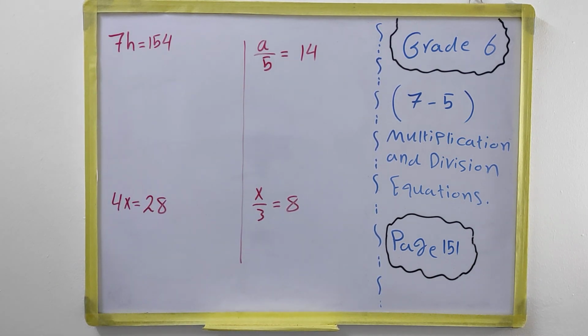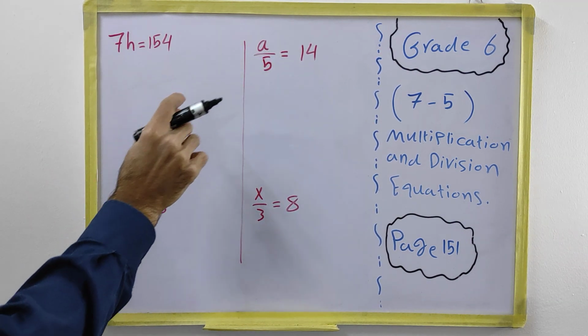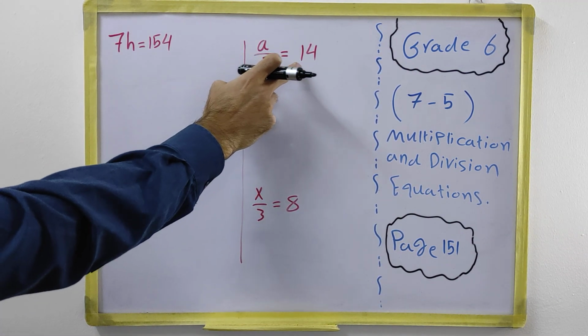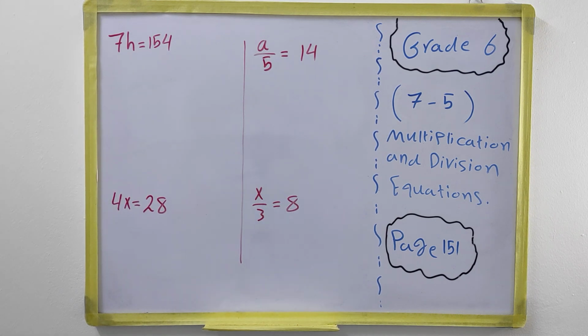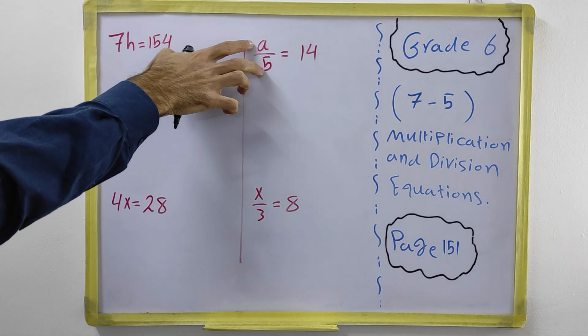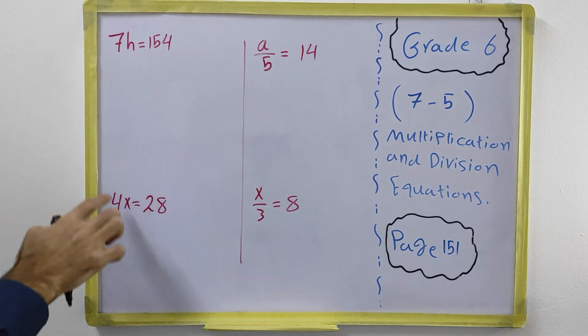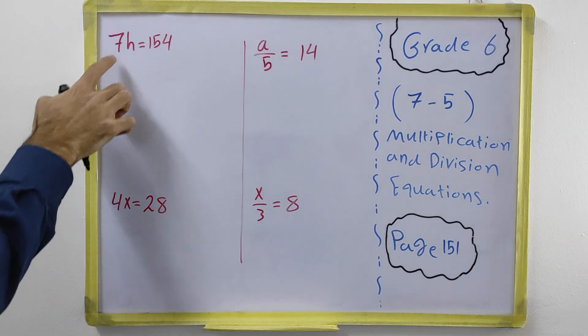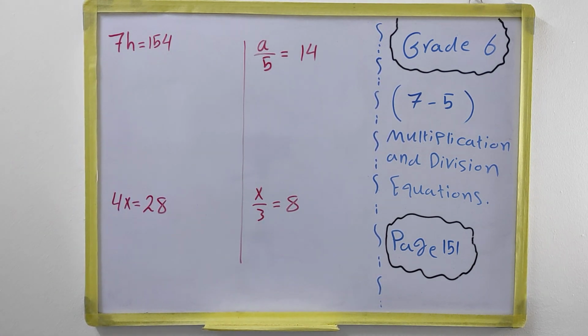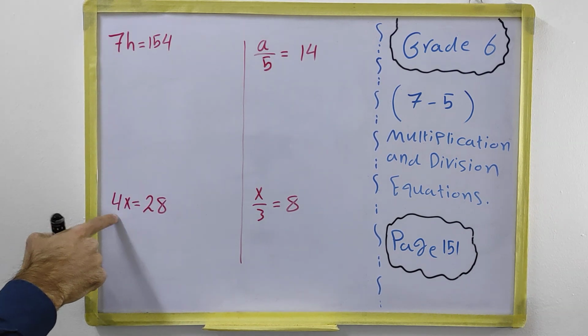7h equals 154. A over 5 equals 14 means A divided by 5 equals 14. We know if it's like a fraction, it means divide. If it's like this one, when we don't have anything between them, it means multiply.